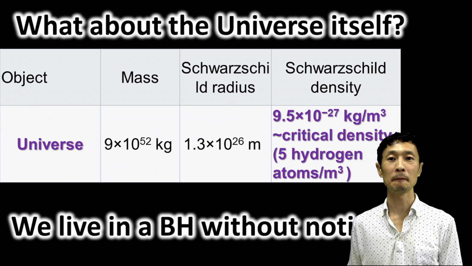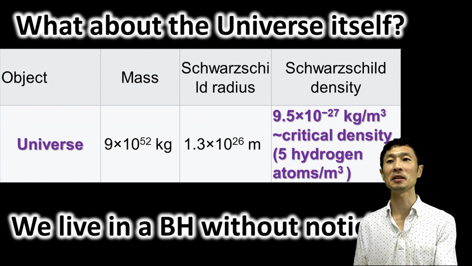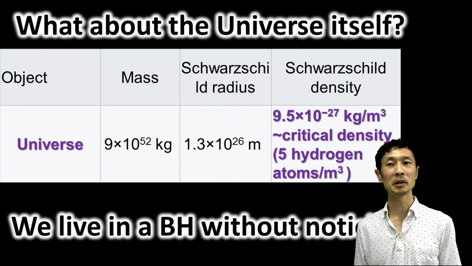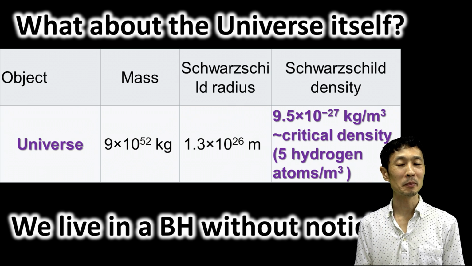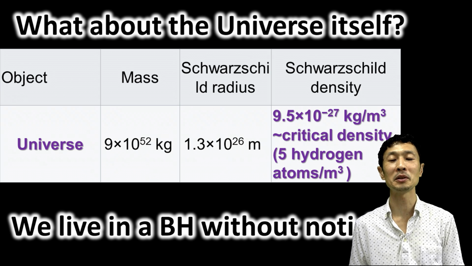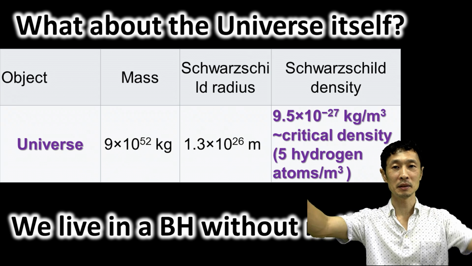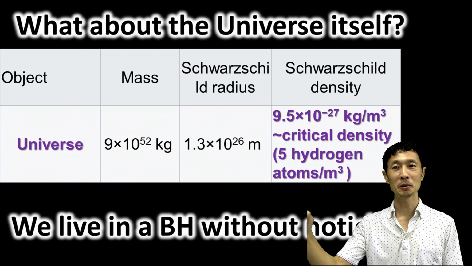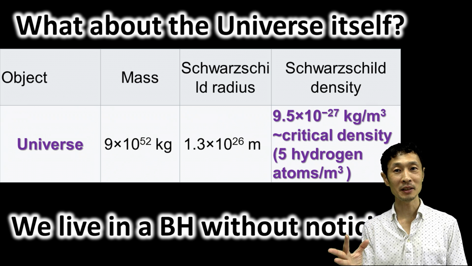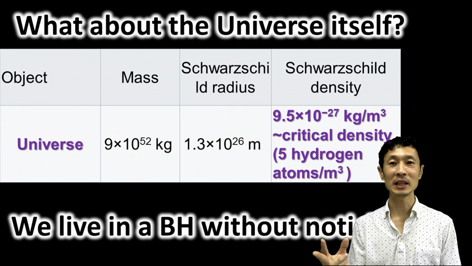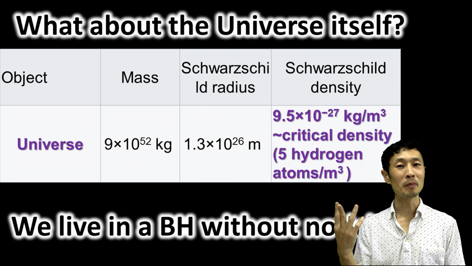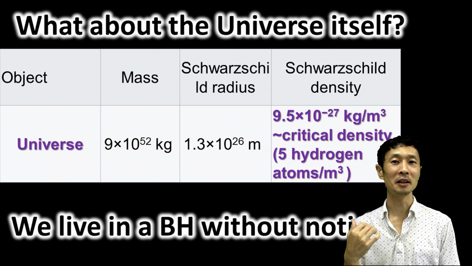This is amazingly low density. Because the mass of the universe is so large, its density is even smaller than those of supermassive black holes. And very interestingly, this 10 to the minus 27 kilograms per cubic meter is about the same as the density of the universe we observe today. On average, the universe contains about 5 hydrogen atoms per cubic meter. And this is a similar value to the Schwarzschild density of the universe. What does this mean? This means theoretically, the whole universe could be a huge black hole, right? Density matches.